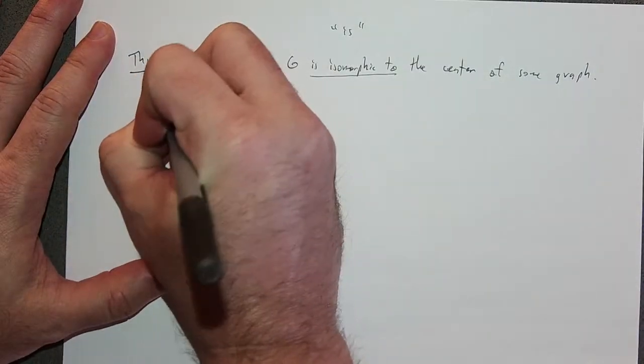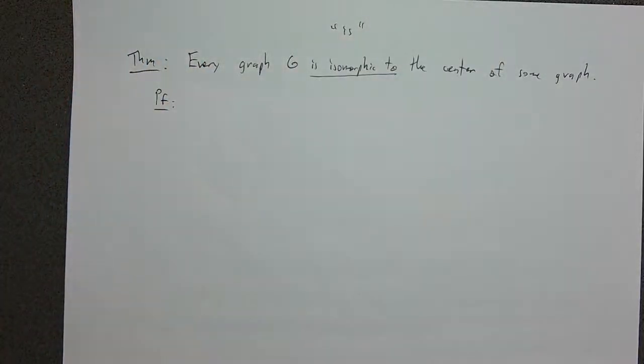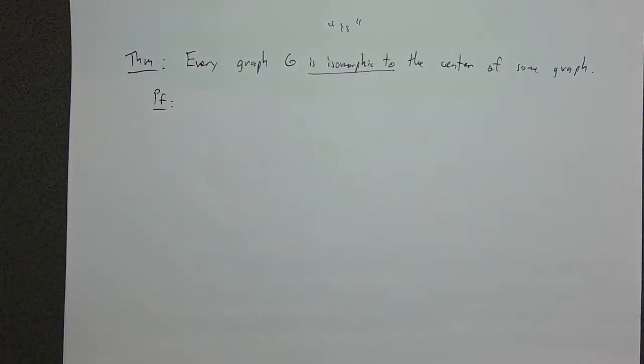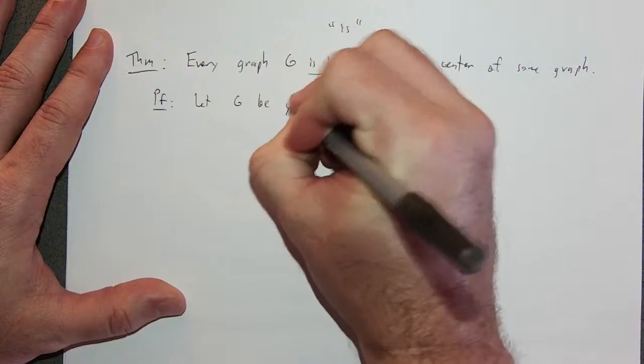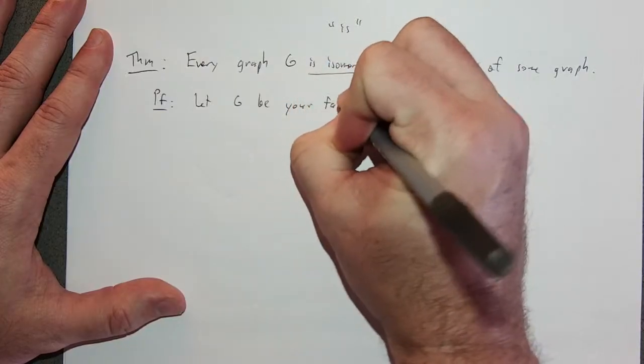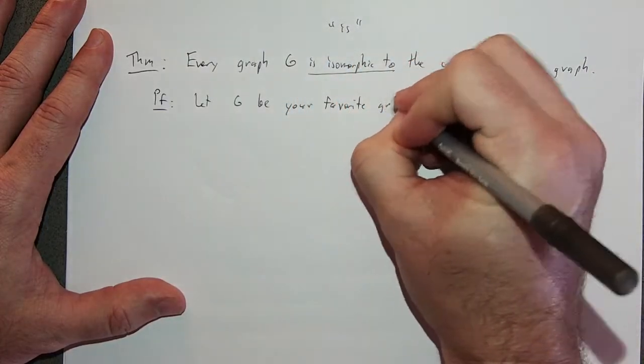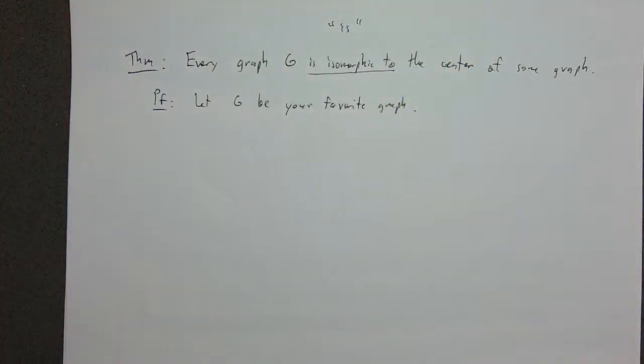How would you prove this? I mostly wanted to talk about this theorem for the proof technique, which is not entirely unique to graph theory, but it is a very nice feature of graph theory that you often have proofs like this that are extremely intuitive and mostly visual. So let G be your favorite graph. All of you already have a favorite graph by now, I'm sure. So let G be your favorite graph, whatever it is.